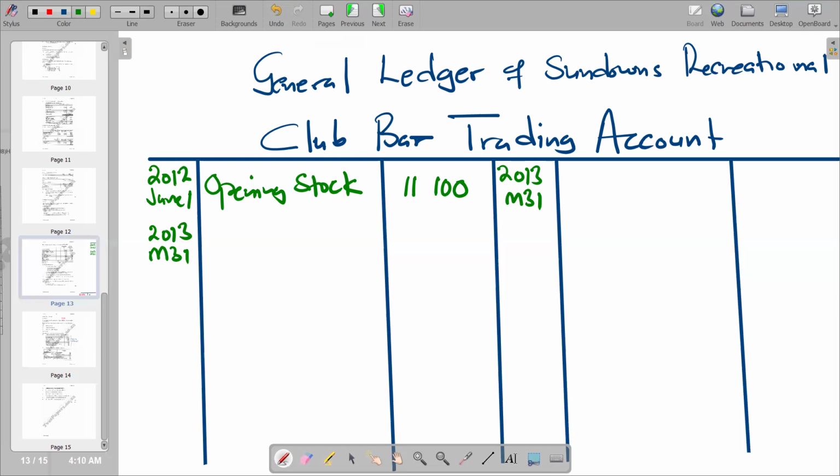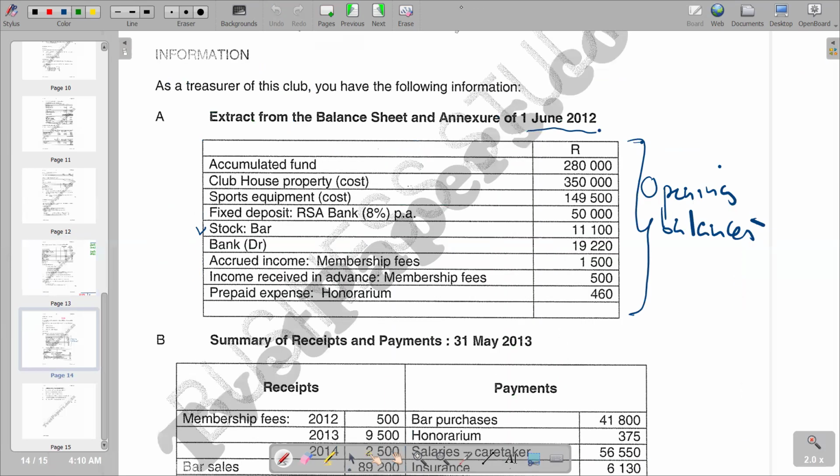Then on the credit side, we should look for items like sales. Closing stock should also be on the credit side. And if you've got purchase returns, they should appear on the credit side. So this is what we have. So we go back to our question and look for those items. So we go to information B. That's where we can find out about that.